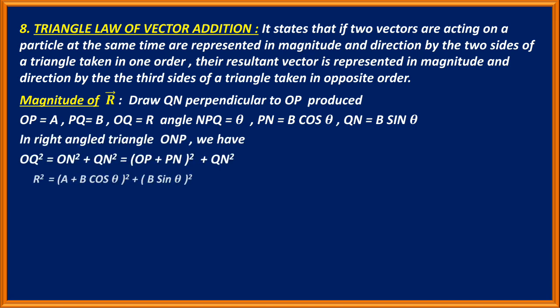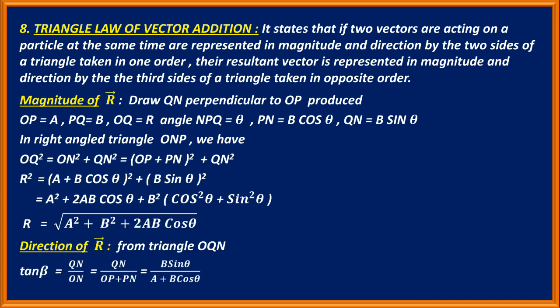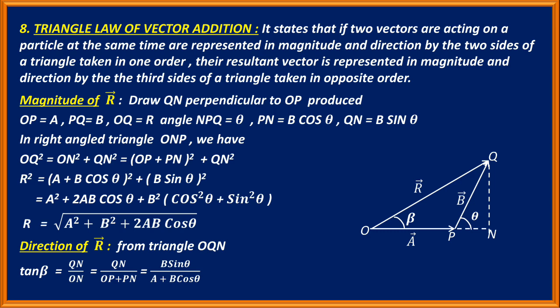Now one derivation is there from vector, that is triangle law of vector addition. It states that if two vectors acting on a particle at the same time are represented in magnitude and direction by two sides of a triangle taken in one order, their resultant vector is represented in magnitude and direction by the third side of the triangle taken in opposite order.